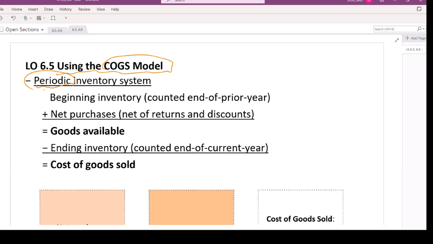Under the perpetual method, we record sales and update cost of goods sold. But under the periodic method, they say, you know what, let's just figure out cost of goods sold at the very end of the reporting period. And the way they can do that is by taking beginning inventory, adding purchases to get what's called goods available, and then subtracting whatever they physically count in inventory at the end of the period. The difference there being cost of goods sold.